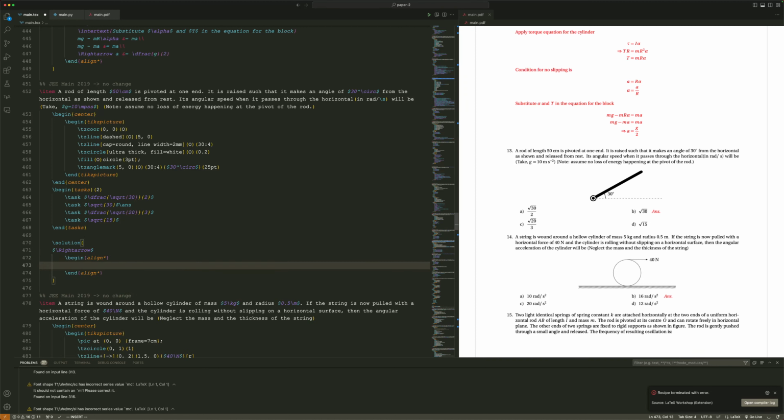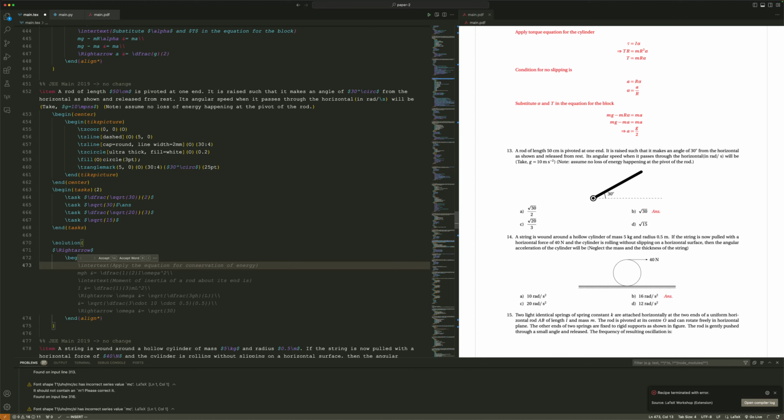In this problem, there is a rod pivoted at one end and lifted up to 30 degrees, or you can say the rod is rotated to 30 degrees, and then after it is let go, it starts rotating about the pivot point. We have to find the angular velocity when it passes 0 degrees, or you can say when it becomes completely horizontal. At that point we have to find the omega.